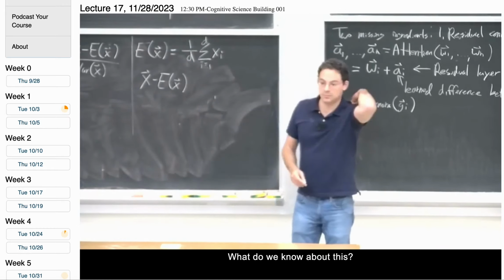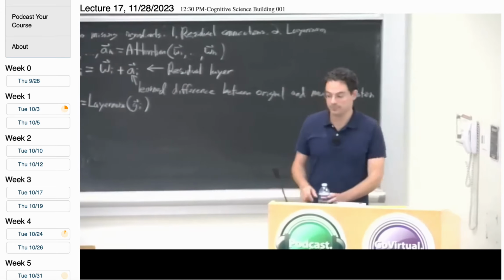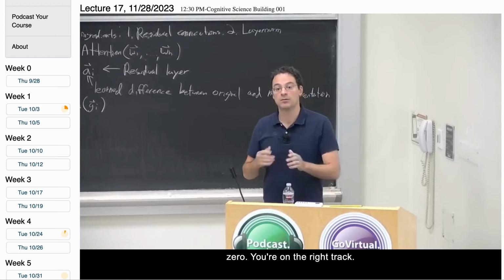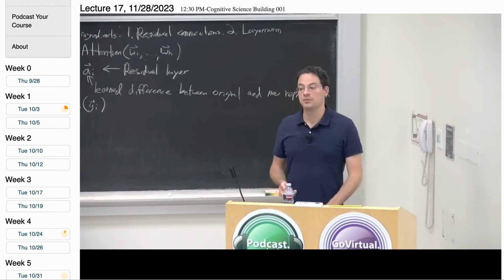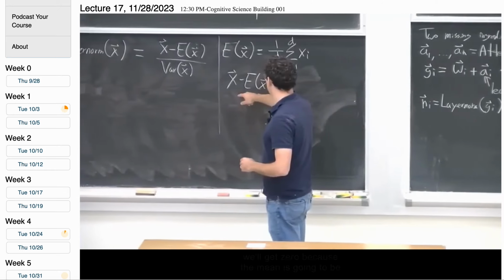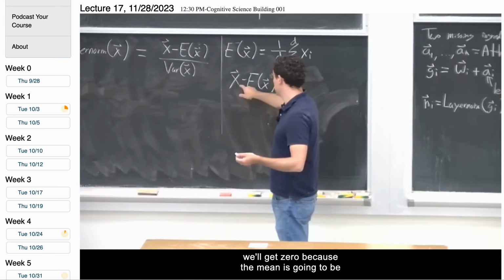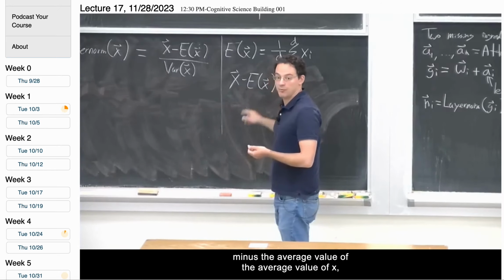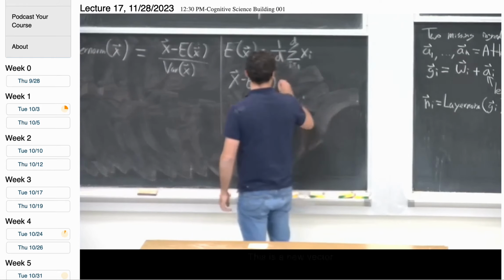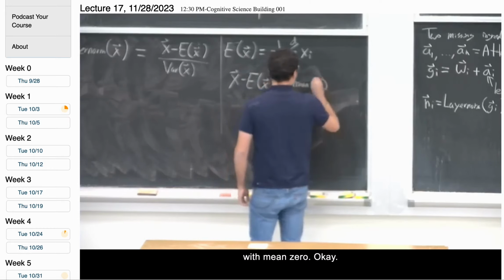What do we know about this? Not necessarily, no. They could be very far away from 0. You're on the right track. What will the mean of this new vector be? 0. If we take the mean of x minus E of x, we'll get 0, because the mean is going to be the average value of x minus the average value of the average value of x, which is the same as the average value of x. So this is a new vector with mean 0.